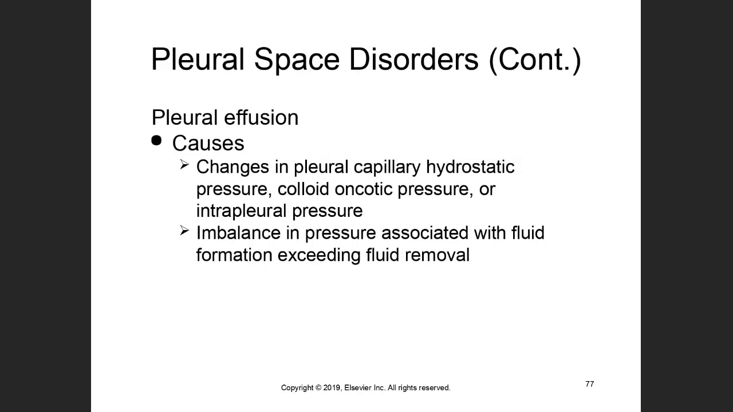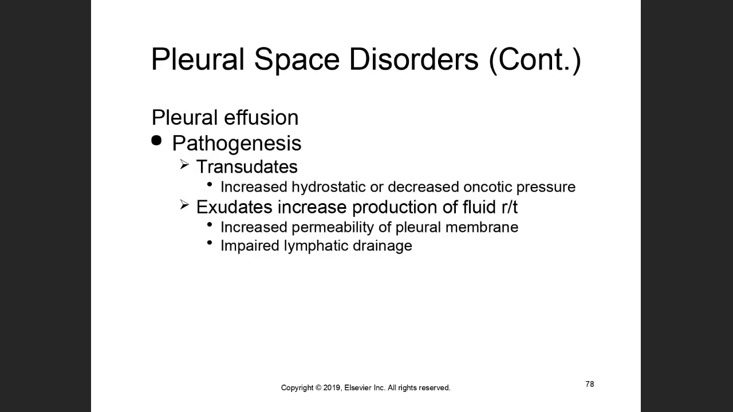Pleural effusion causes a change in pleural capillary hydrostatic and colloid-oncotic pressure or intrapleural pressure. Okay? Imbalance in pressure is associated with fluid formation and excessive fluid removal. Pathogenesis, we have transudates. Remember, transudate most of the time is due to decreased hydrostatic or decreased oncotic pressure when you have renal or hepatic problems. Exudate is increased production of fluid, increased permeability of the pleural membrane, impaired lymphatic drainage.